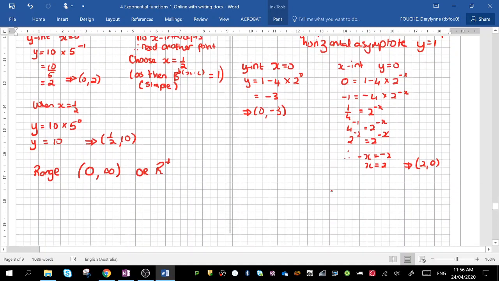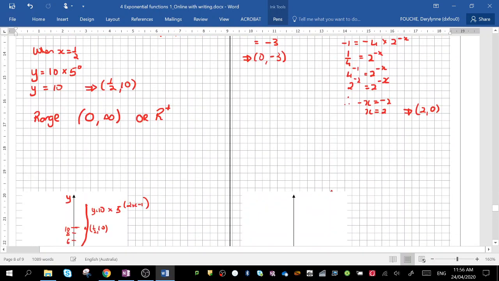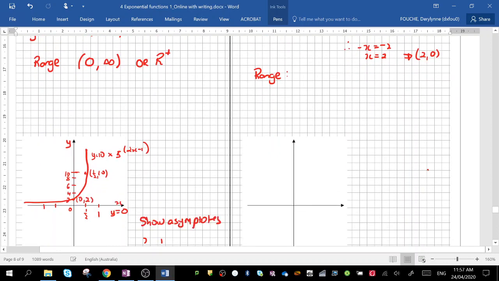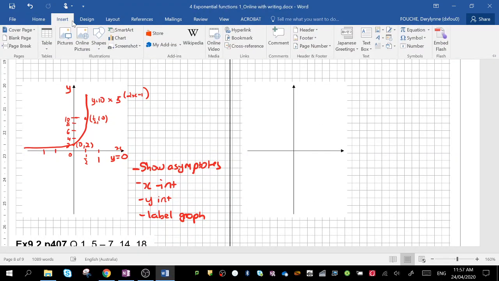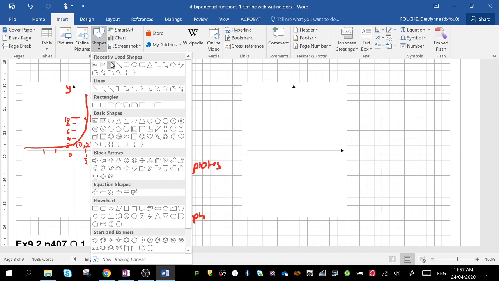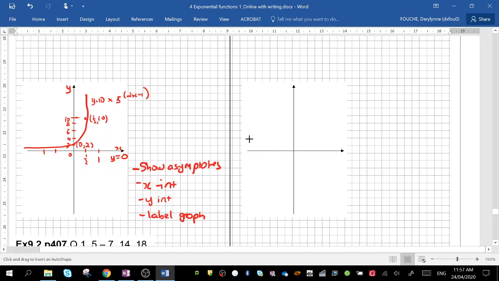All right. I'm going to write the word range down, but I think it's easier to interpret the range after you've actually drawn the graph. I'll just write range here and we'll come back to it. Okay. And let's draw the graph. I'm going to insert my asymptote over here.